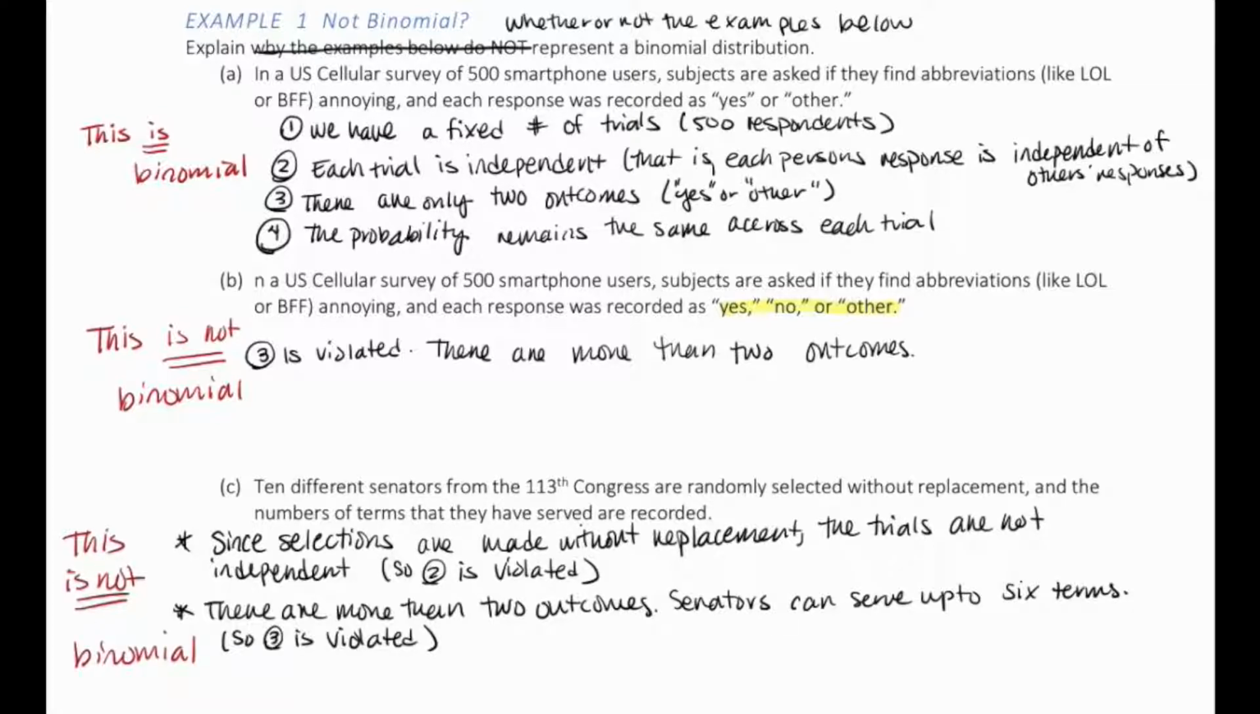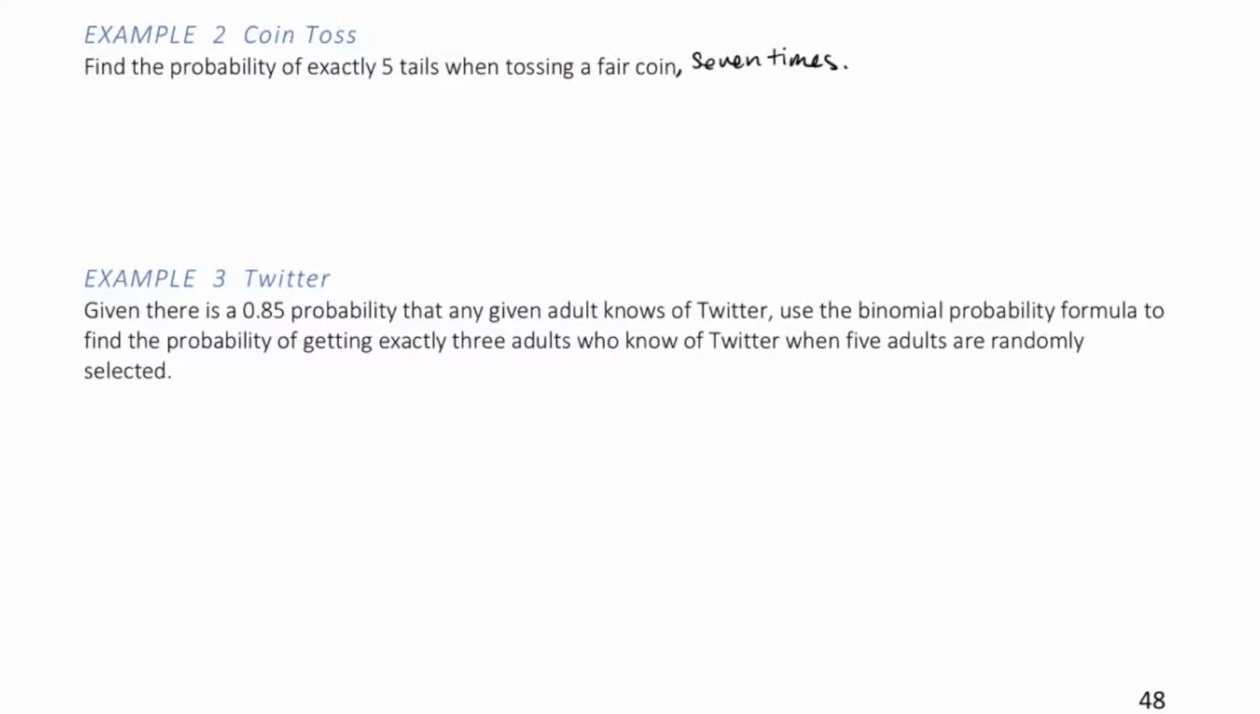Let's look at example 2. Find the probability of exactly 5 tails when tossing a fair coin 7 times. So let's start by identifying our number of trials. That is n. We have 7 total trials. Let's define a success. So success is getting tails on our coin toss. And we're looking for the probability of exactly 5 successes.